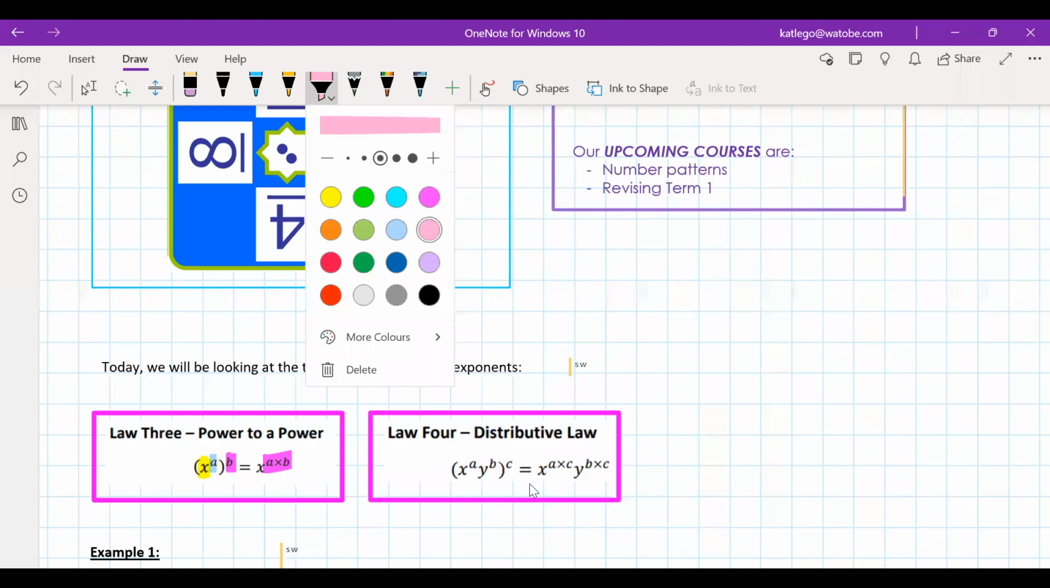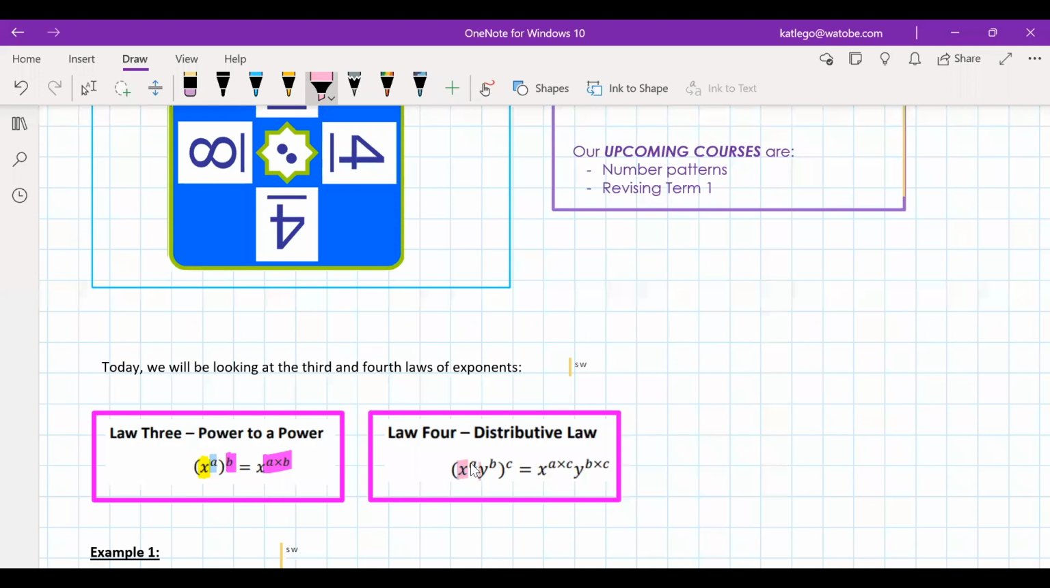Okay, so I'm sure you guys have encountered distributive law somewhere before. We have 2 bases this time. We have a y and an x, and they are both raised to different exponents. They're both raised to a and b.